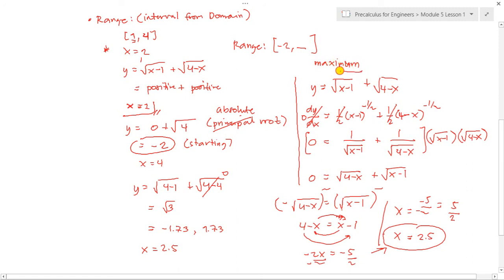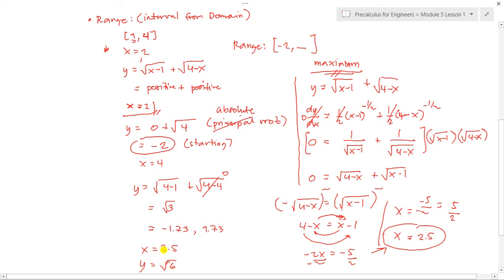Actually in calculus, this topic is minima and maxima, so we will get there, class, don't worry. Let's just verify where the highest value of our y is. So we have here the square root of 2.5 minus 1, and then plus the square root of 4 minus 2.5. The answer is the square root of 6, or approximately 2.45, so our y is equal to the square root of 6.